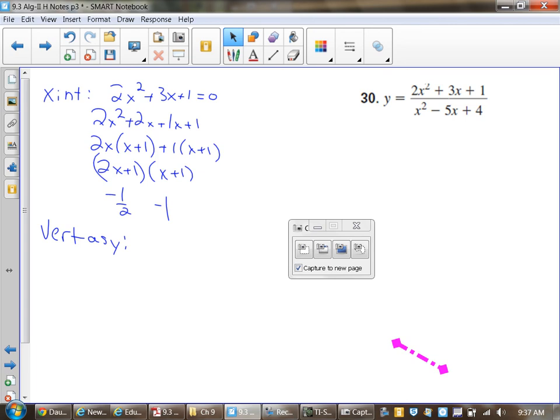What times what's positive 4 you add together to get -5? -4, -1. So it's x minus 4, x minus 1. So those zeros are going to be at x equals 4 and 1.